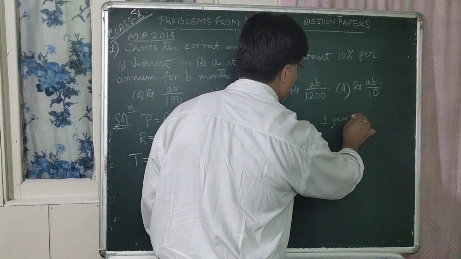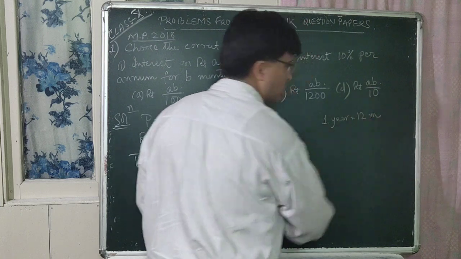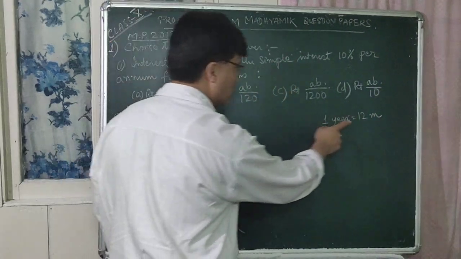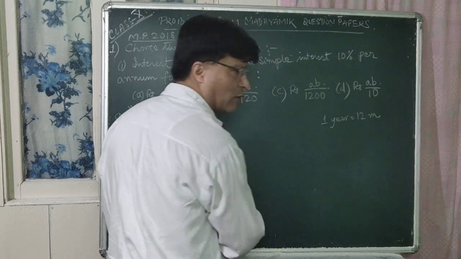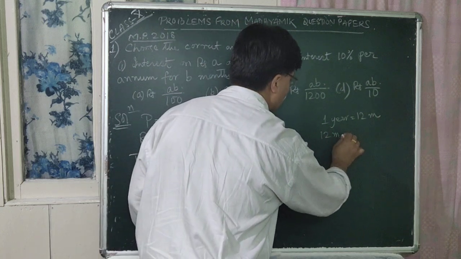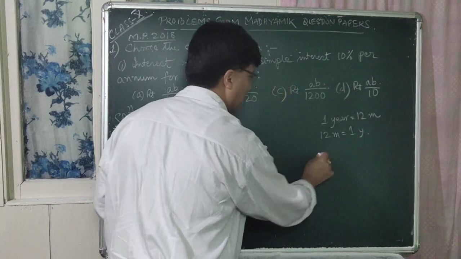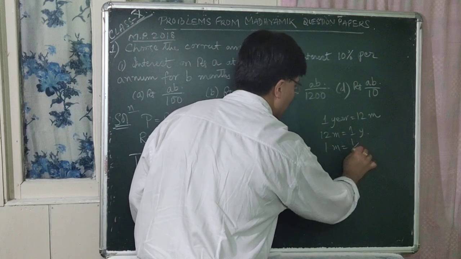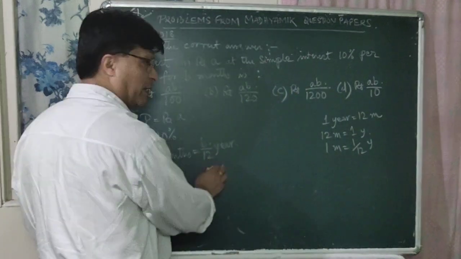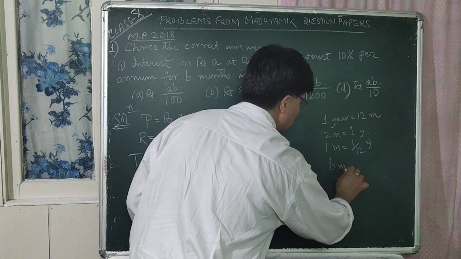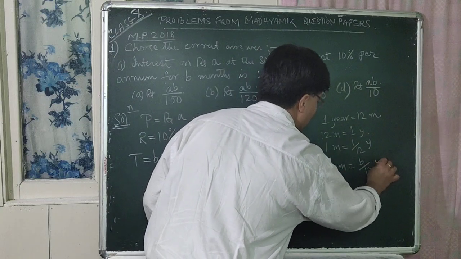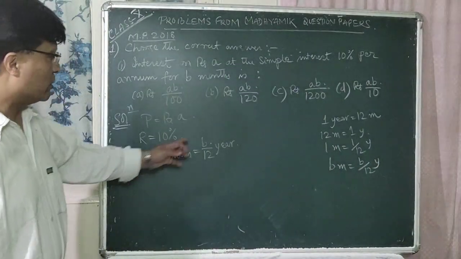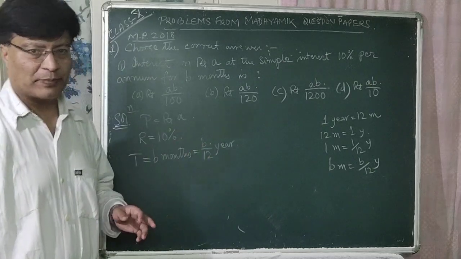1 year ma kati months huncha? 12 months huncha. That means you have to convert into year. So 12 months should be written on the left hand side. 12 months is equal to 1 year, right? 1 month is equal to 1 by 12 year. So B months is equal to B by 12 year.